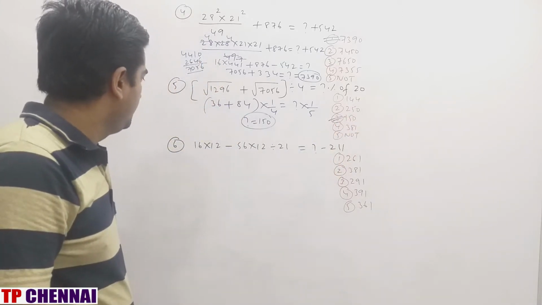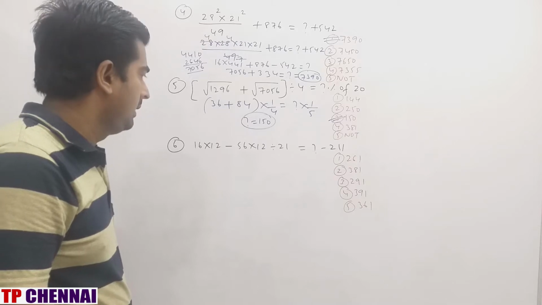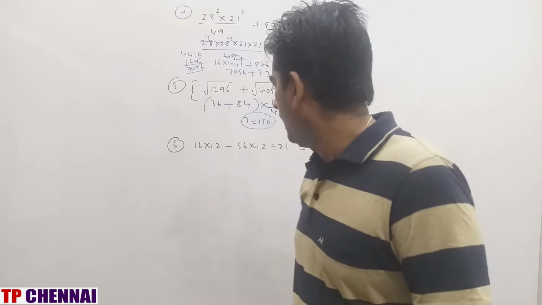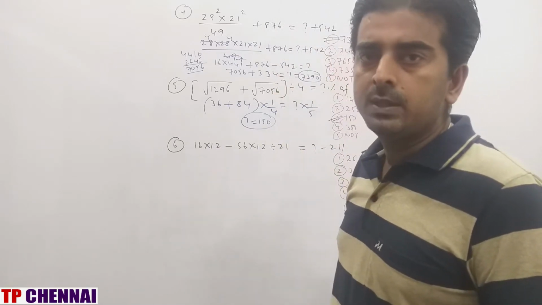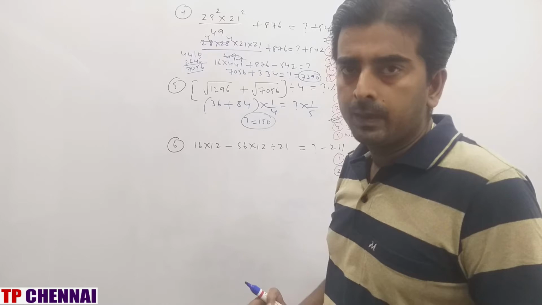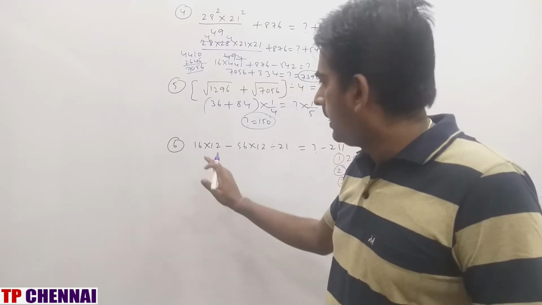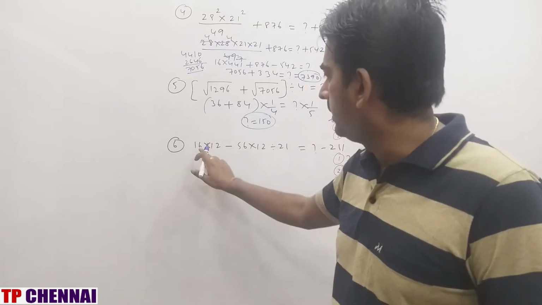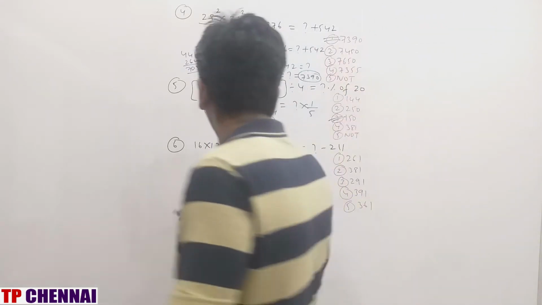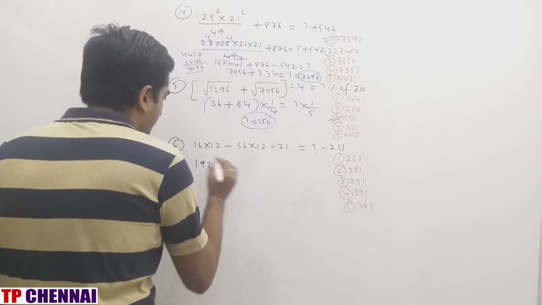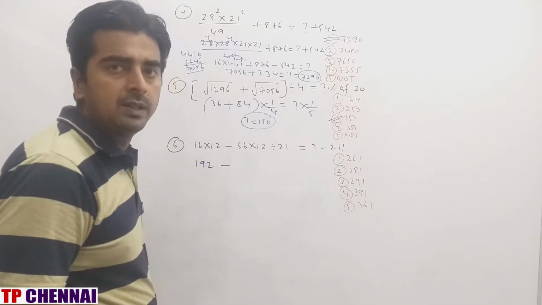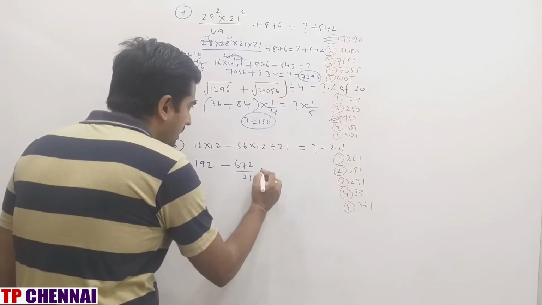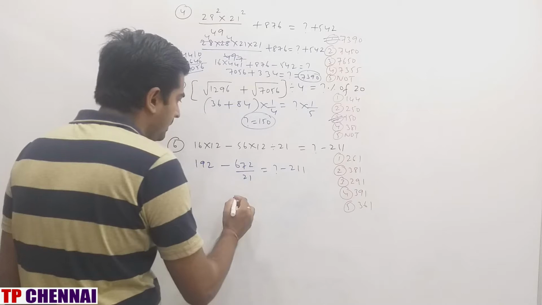Next one, 16 into 12 minus 56 into 12 divided by 21 is equal to question mark minus 211. 16 into 12 is nothing but how much? 32 into 6. Right? Multiplication of two even numbers: double the highest even number and halve the lowest even number. So this is 32, this is 6, 192. Minus, same thing here also, 56 into 12 is 112 into 6, 672. Divided by 21 is equal to question mark minus 211.